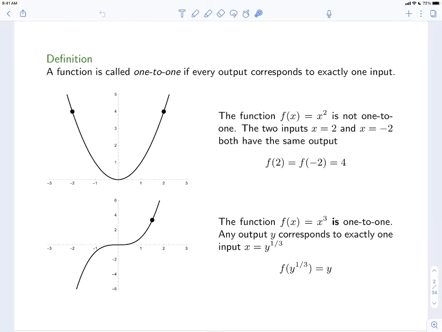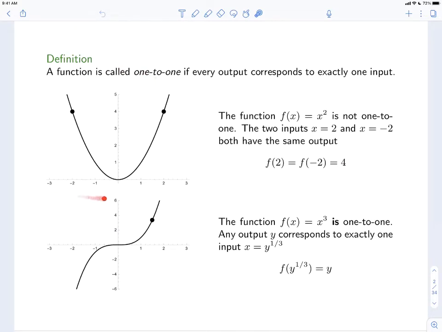So for example, the function f at x equals x squared is not one-to-one because we have two different inputs, for example, x equals 2 and x equals negative 2, that can give you the same output. F at 2 is 2 quantity squared is 4, and f at negative 2 is negative 2 quantity squared, which is also 4. So that means we have two inputs that give you the same output.